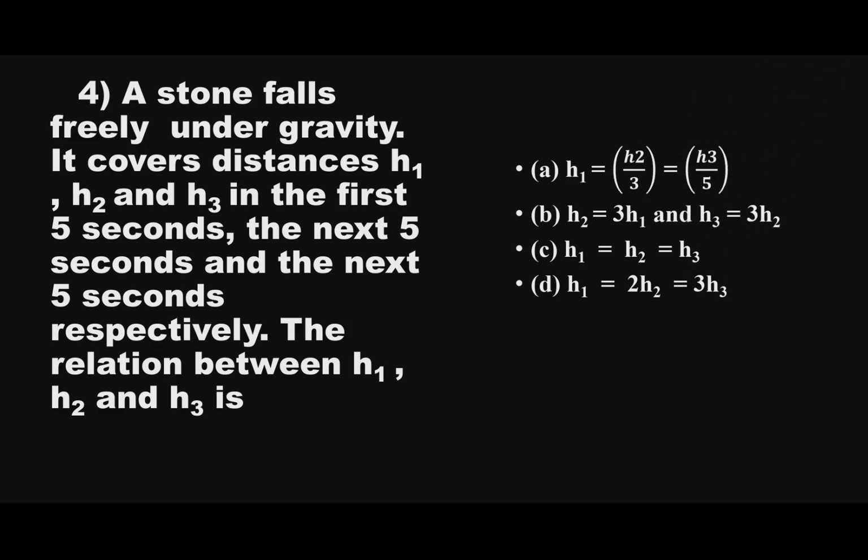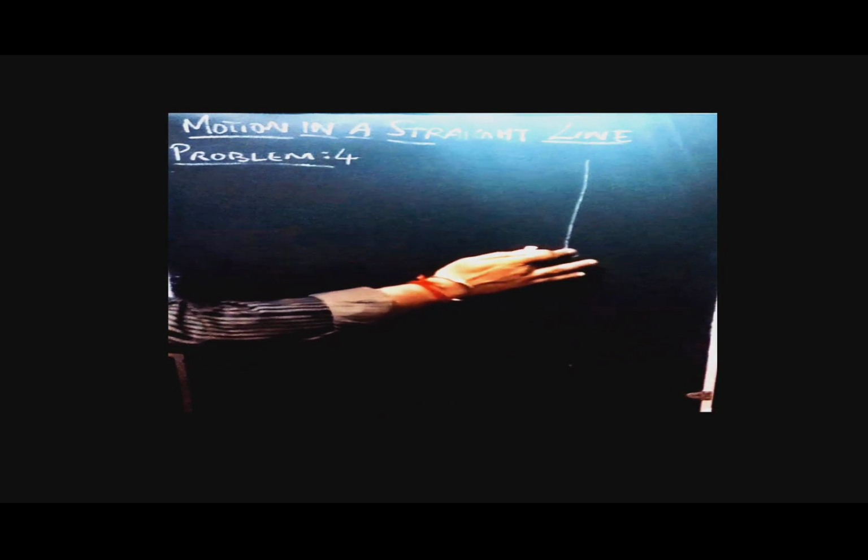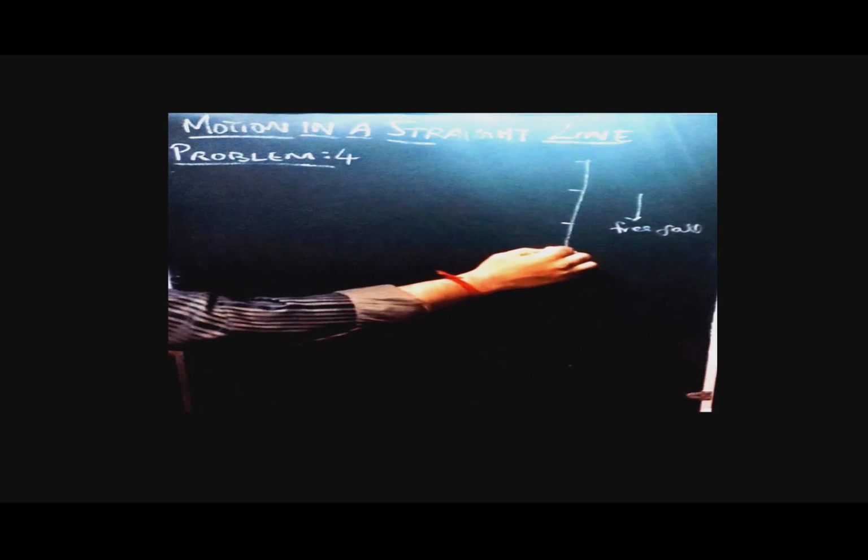A single stone is falling down. It is falling with respect to gravity, which means we call it a free fall. That is the first thing we have to keep in mind. So a free fall occurs. I am taking three parts, h1, h2 and h3, which are the three heights we are getting.